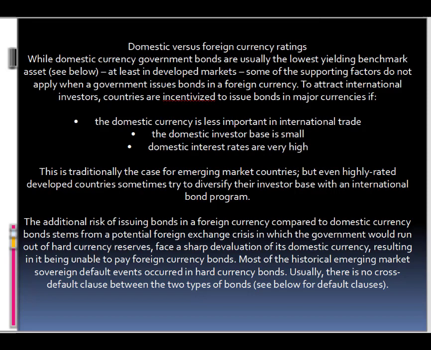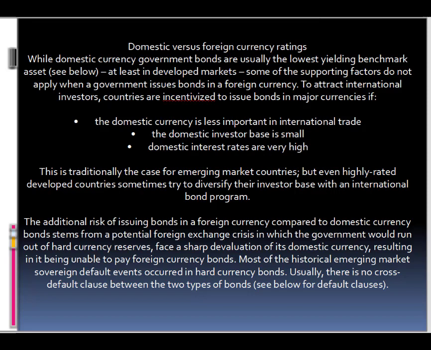Domestic versus foreign currency ratings. While domestic currency government bonds are usually the lowest yielding benchmark asset, at least in developed markets, some of the supporting factors do not apply when a government issues bonds in a foreign currency. To attract international investors, countries are incentivized to issue bonds in major currencies.